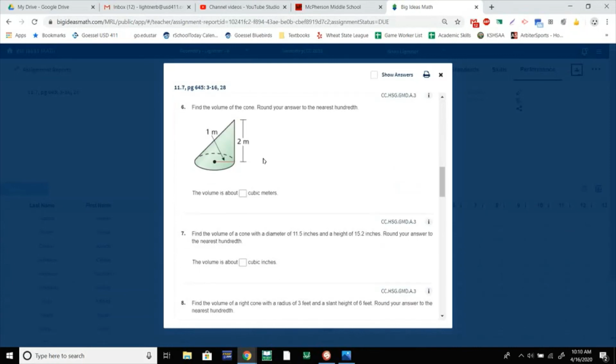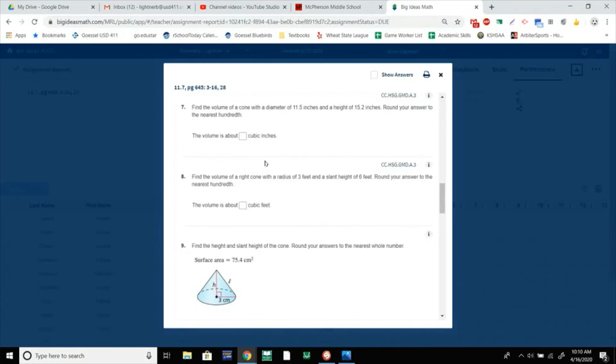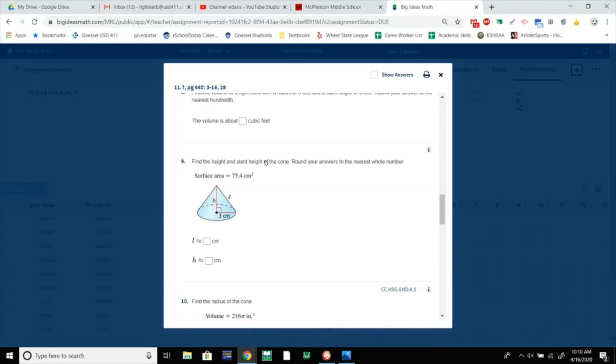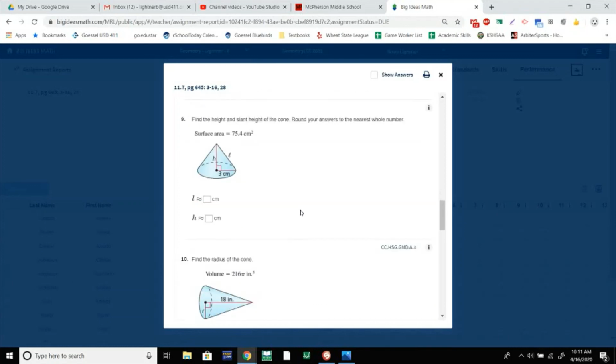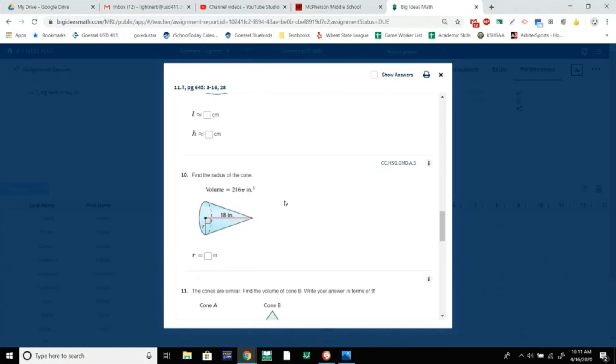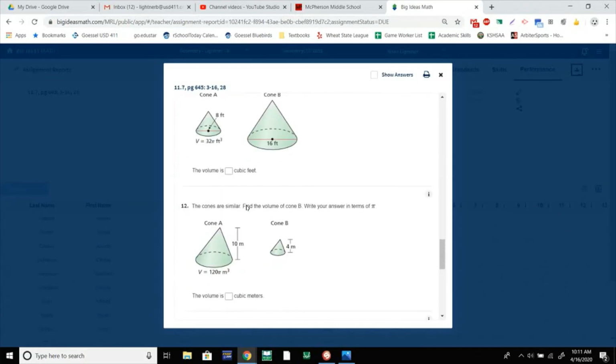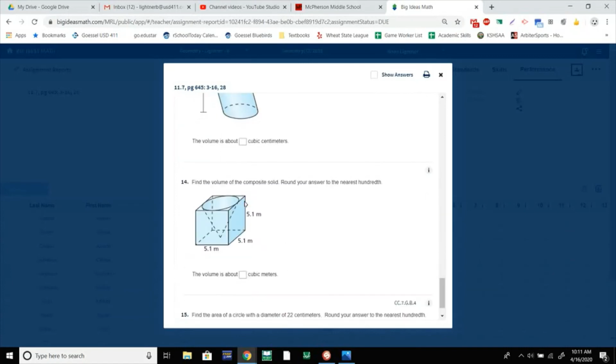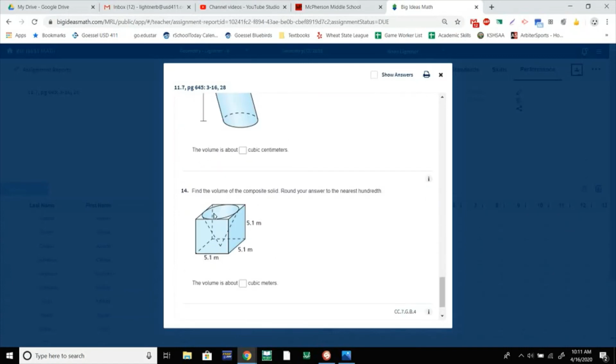5, 6, 7, and 8, we're all dealing with volume of a cone. On 9, you're starting to get into parts that are missing. They give you the surface area. They want you to find the slant height, find that part first, and then use the Pythagorean theorem to find the height of the triangle. Find the radius of the cone if they give you the volume, and then the similarity questions and composite figures. This one is a subtraction. They've taken a cone out of a cube. So find the volume of the cube and subtract the volume of the cone.